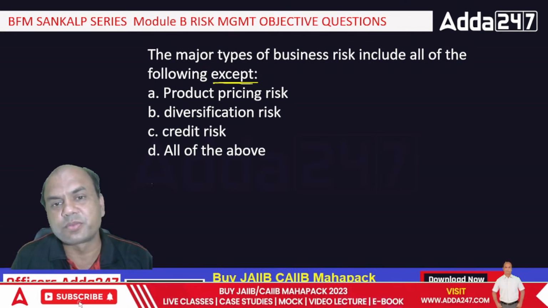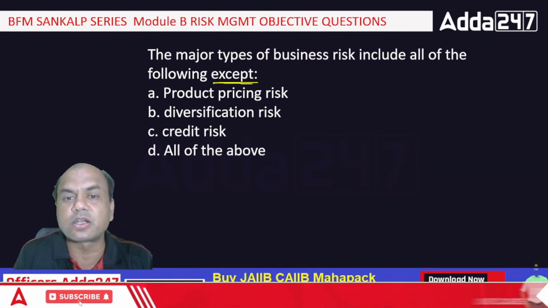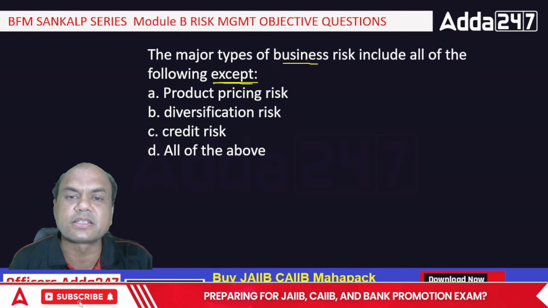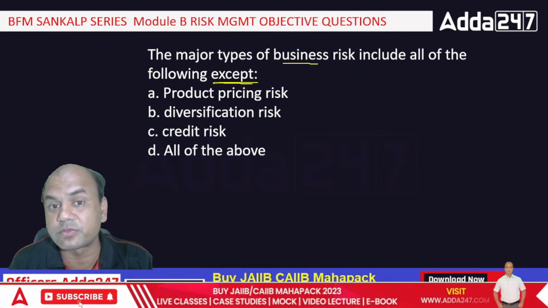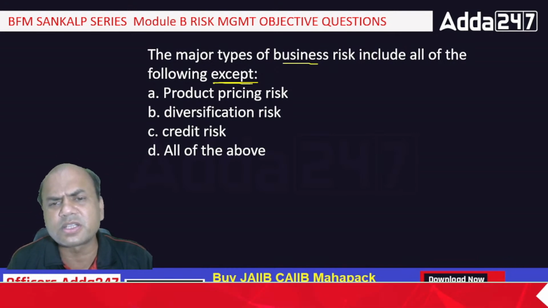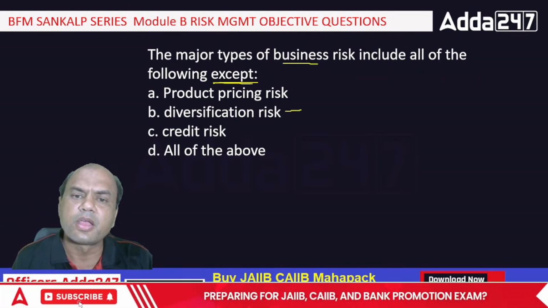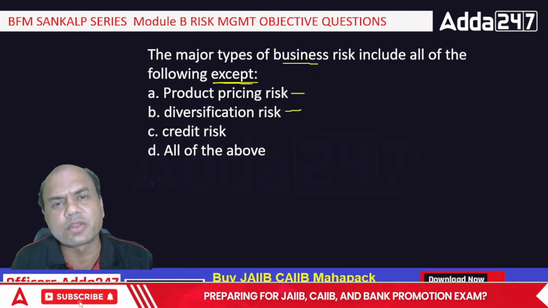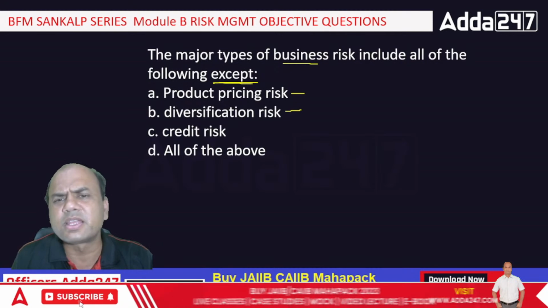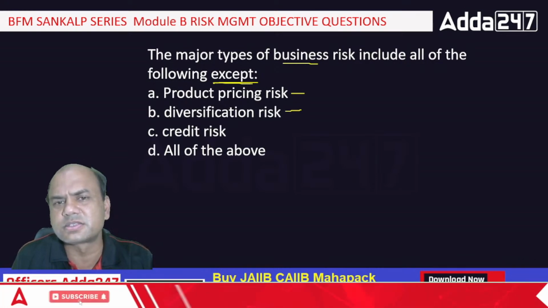Let me get the answer from you. See here, product pricing, this is related to business. Firstly, think logically what the question is. Product pricing, this is related to business, pricing of the product. Diversification, this is also related to business. What is diversification? And what is product pricing? Okay, let me give you one example for each. Product pricing, let's say, okay.